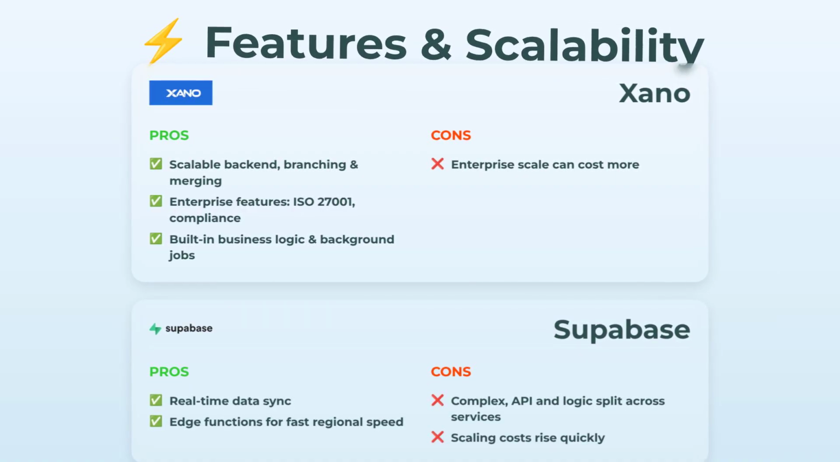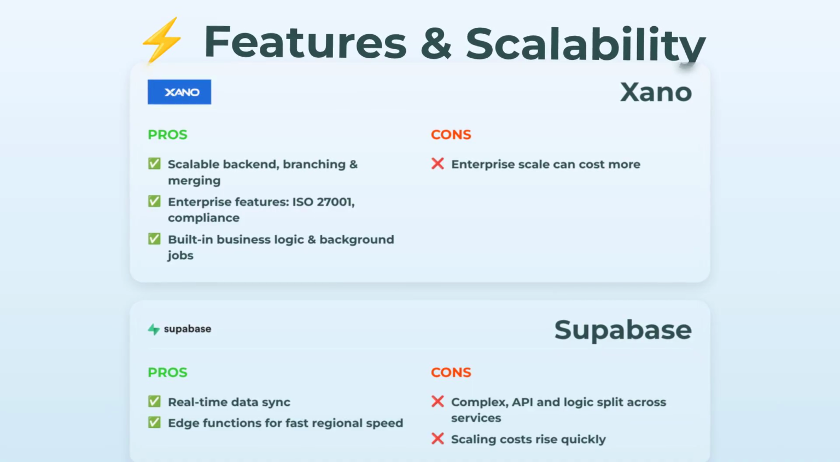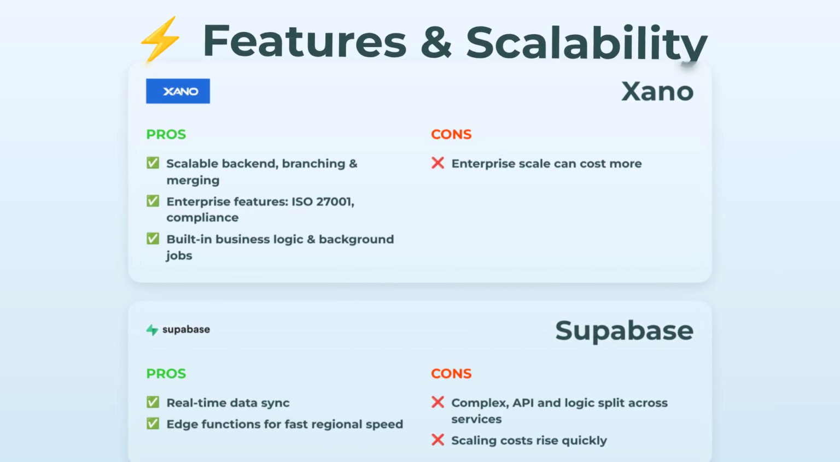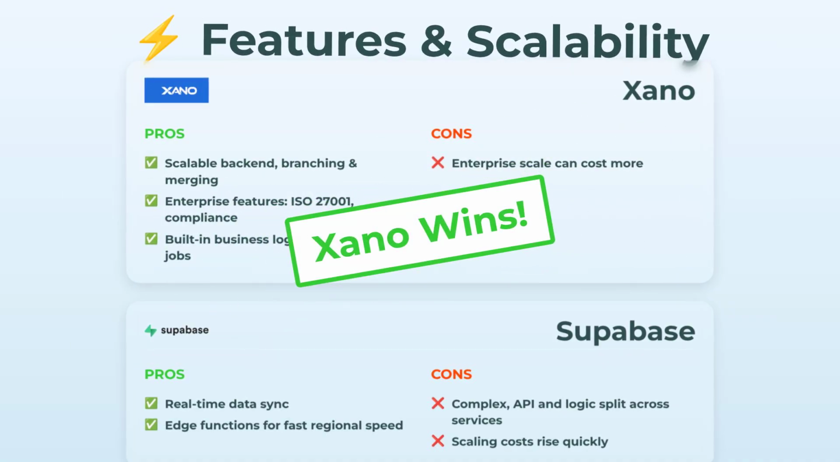Supabase, though, this one's all about that real-time data. You can sync instantly across regions with their edge functions, and that's awesome. But honestly, their backend feels a little split across different services, and scaling can get pricey. So if you're thinking pure scale and features, Xano takes it by a hair.